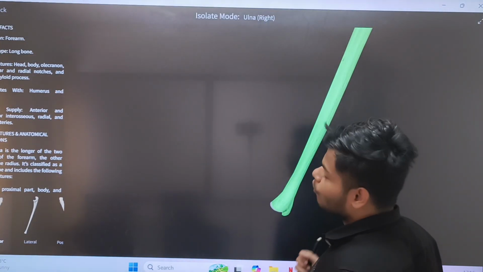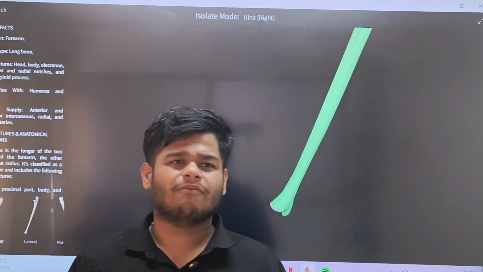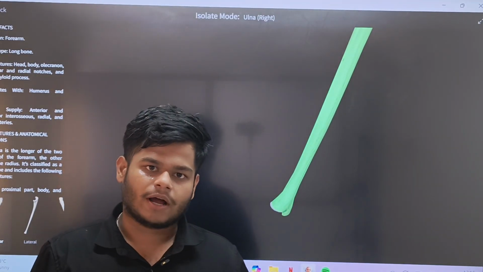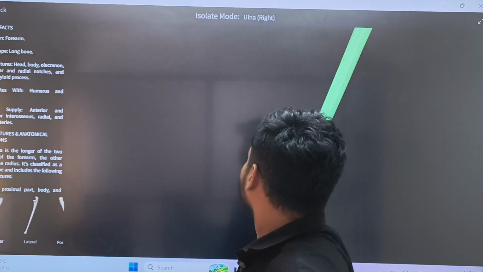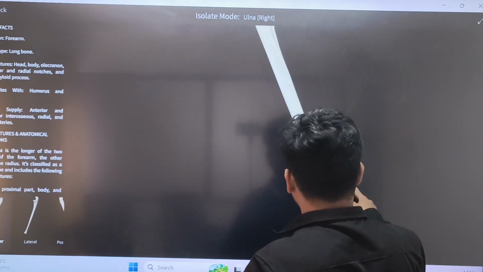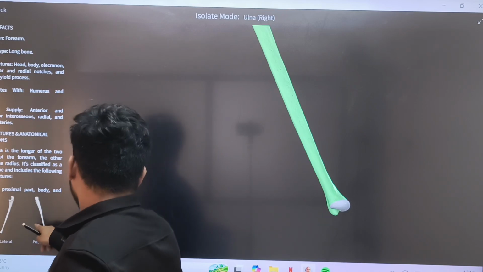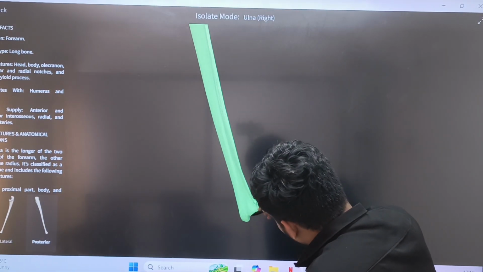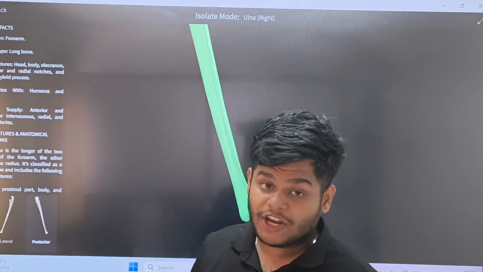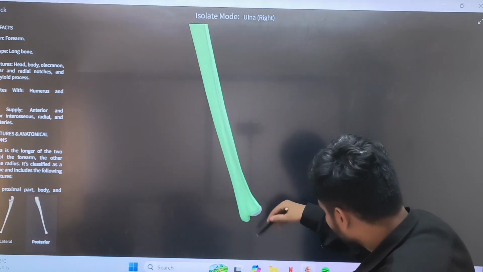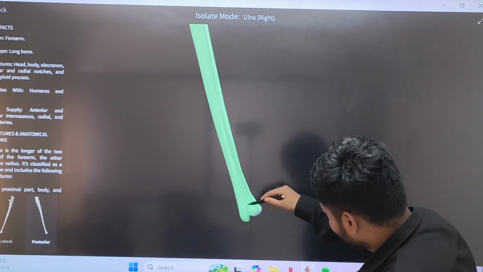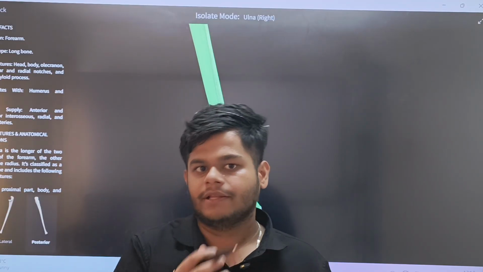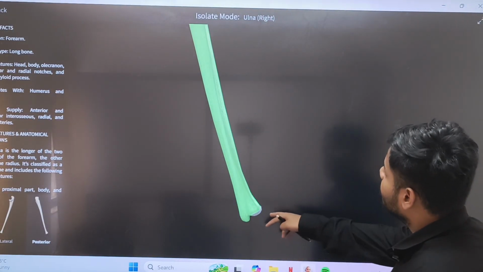So I usually call this bone the big brother of the radius. There are many similarities, as they are both present in the forearm. Now at the posterior part, at the mid of the posterior part, there is a groove between the styloid process and the head for the tendon of the extensor carpi ulnaris muscle. This is one of the distinguishing features of the ulna.